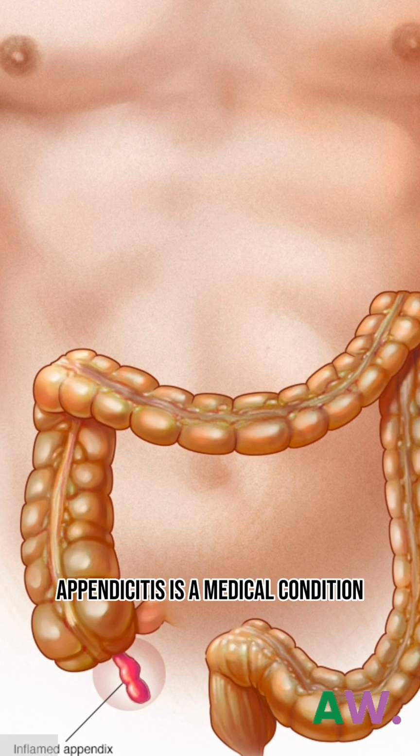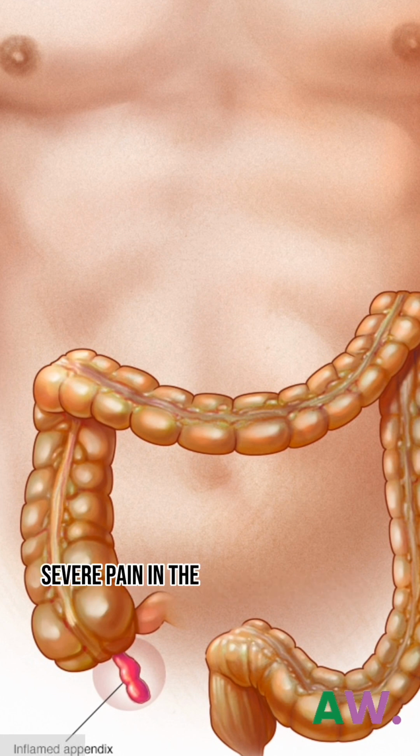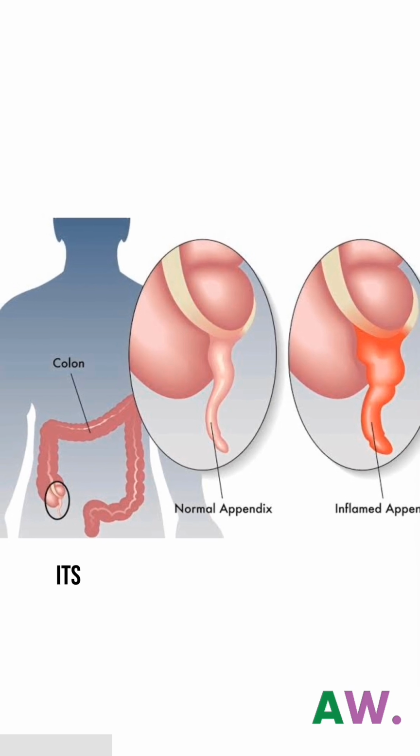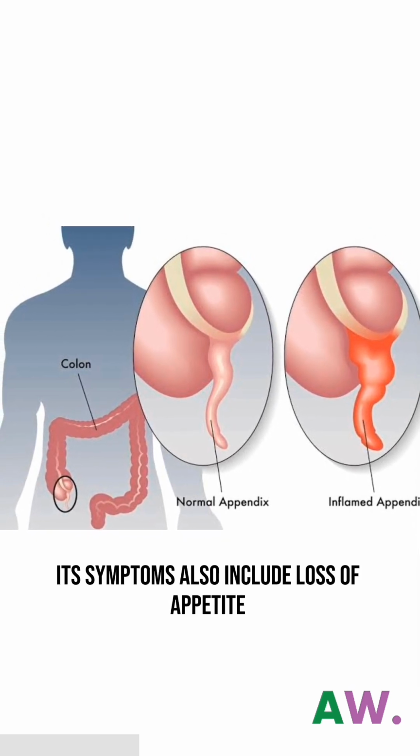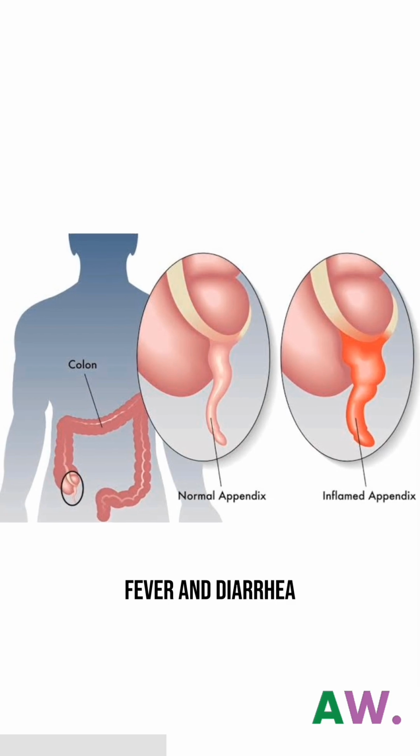Today's topic is appendicitis. Appendicitis is a medical condition characterized by sudden severe pain in the lower right side of the abdomen. Its symptoms also include loss of appetite, nausea, vomiting, fever, and diarrhea.